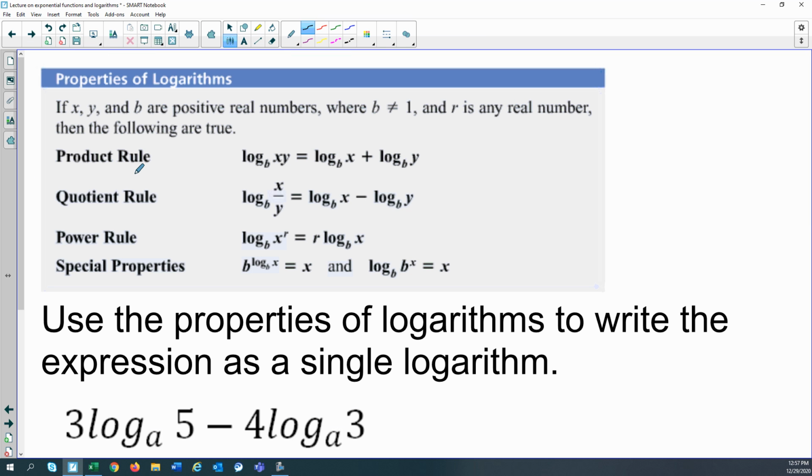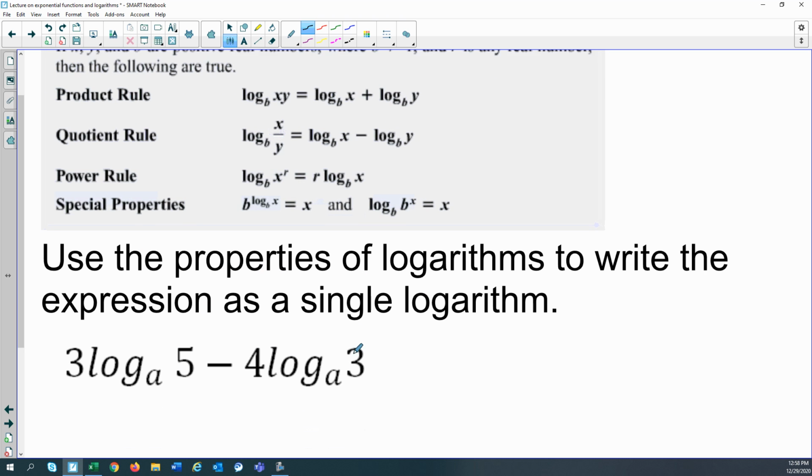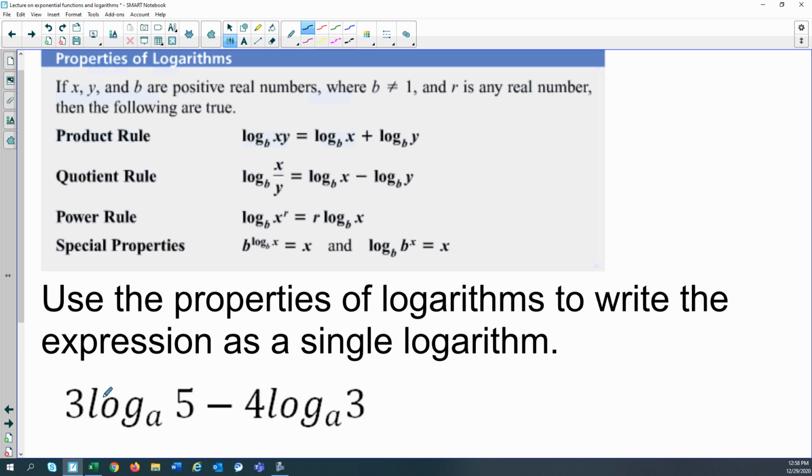Okay, and let's use the properties just a little more to try to condense or get a single log out of what we're working with. So we have coefficients on both of ours. We have the same base. That's one thing you want to check for, to make sure they're the same base so that you can combine them. If we're going to combine them, hopefully you start to notice that these coefficients can slide into the exponents if needed.